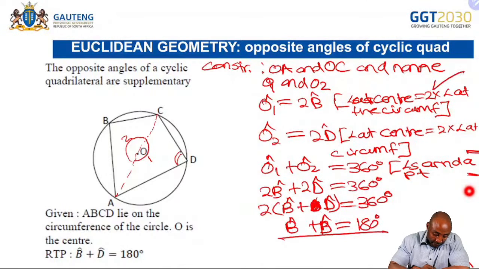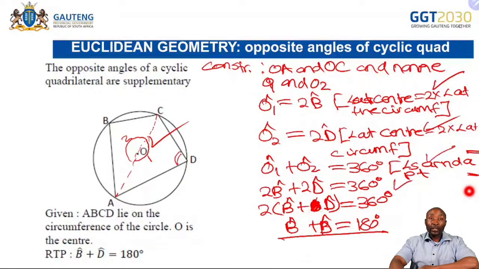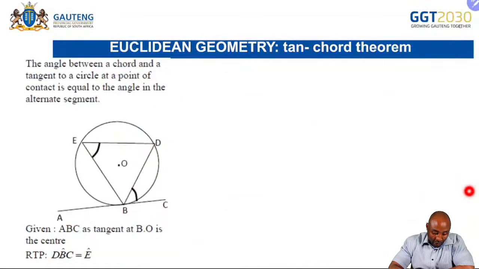Statement and reason, construction statement, statement and reason. Here, O1 plus O2 is equal to 360 degrees, angles around a point. We get our fourth mark, and then we get the substitution there to give us 360 degrees. Then we simplify to get 180 degrees. We move on to the next one, the tan chord theorem.